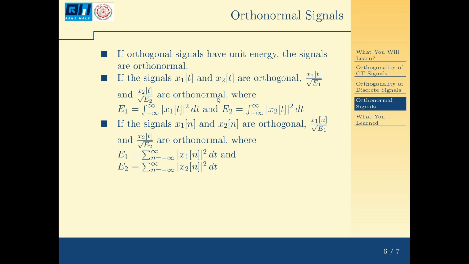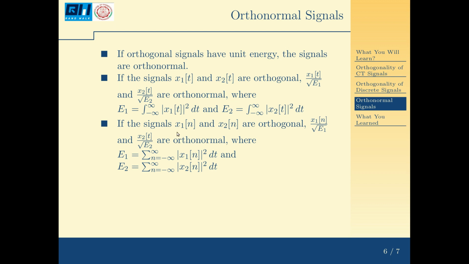If the signals x1(t) and x2(t) are orthogonal, then x1(t) by root of E1 and x2(t) by root of E2 are orthonormal, where E1 is the energy of the signal x1(t), that is, E1 is the integral from minus infinity to infinity of mod x1(t) whole squared dt, and E2 is the energy of x2, the integral from minus infinity to infinity of mod x2(t) squared dt.